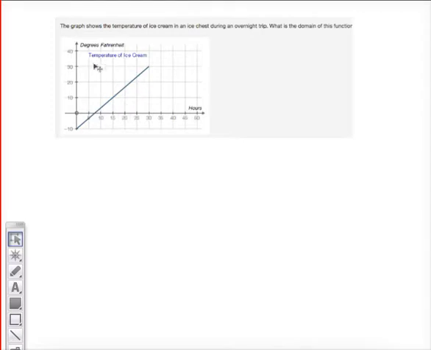Okay, our next question. The graph shows the temperature of ice cream in an ice chest during an overnight trip. What is the domain of this function? Domain is just the x values, the inputs. If you look at this, it starts at -10 and goes to 30. But it's not integers. If you think about it, it is temperature, and temperature can include -10, -9.009. It can have all the decimals in between.